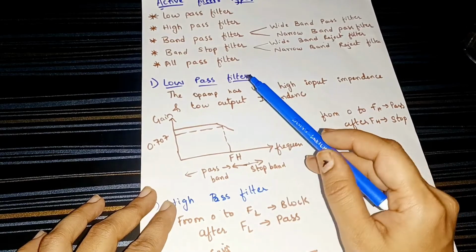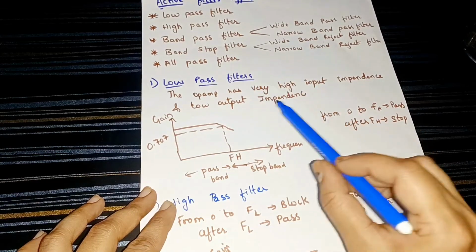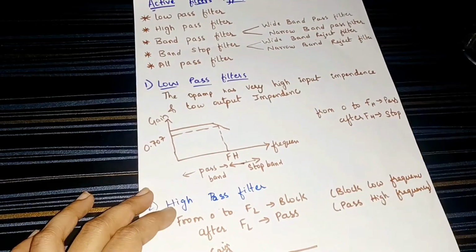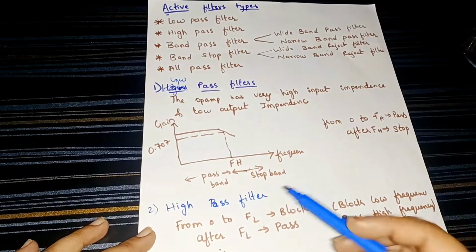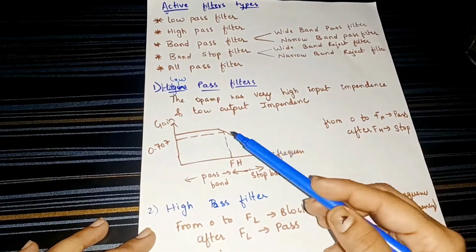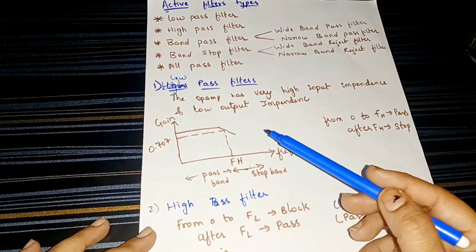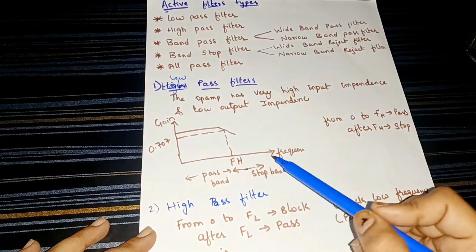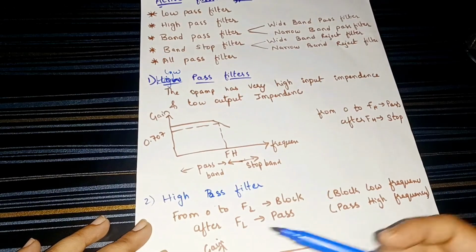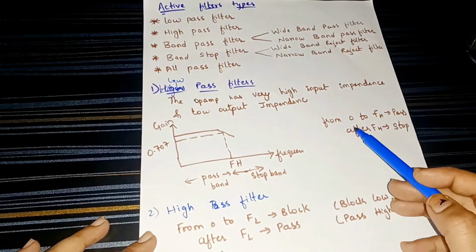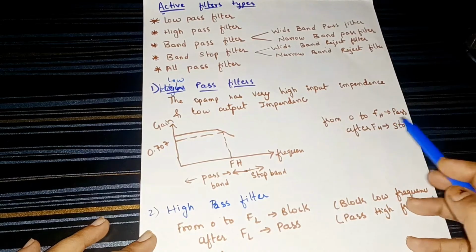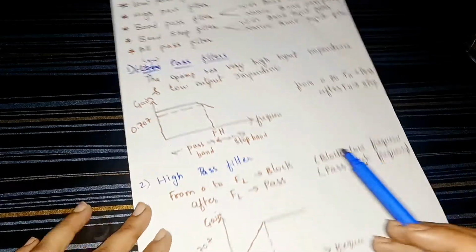First of all, we have the low pass filter. What will it do? The low pass filter will pass all the low frequency bandwidth, and stop the high frequency bandwidth. So we can say that from 0 to FH it passes. After FH it is going to stop.